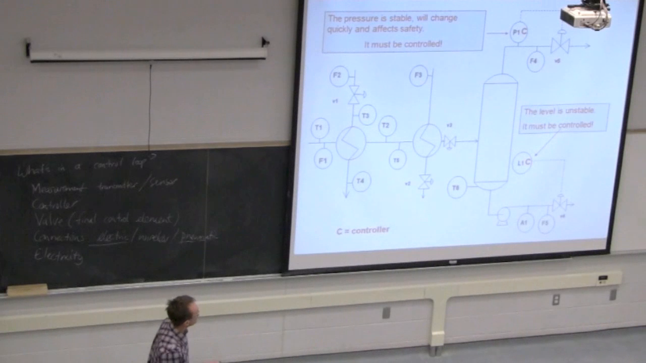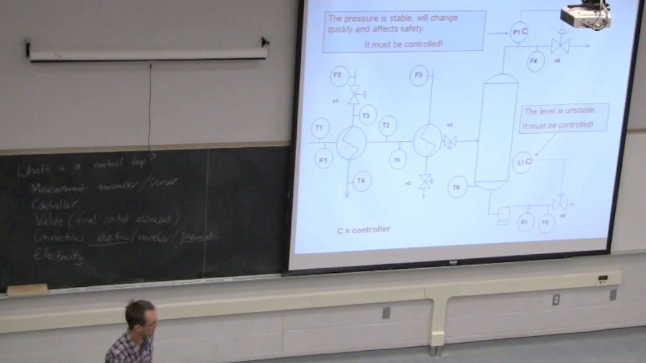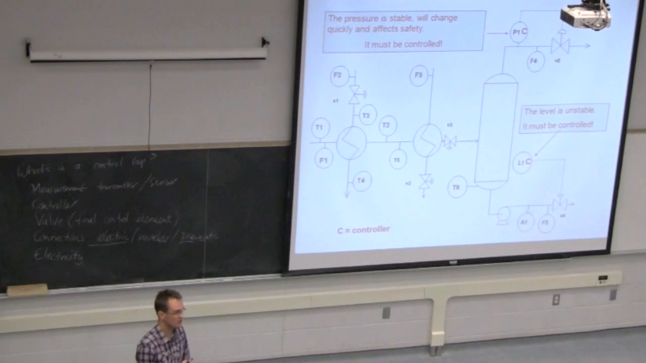But we're looking only at safety. So very fast variables like pressure need to be controlled, and in this case, unstable variables like level need to be controlled. So that was our discussion last time.